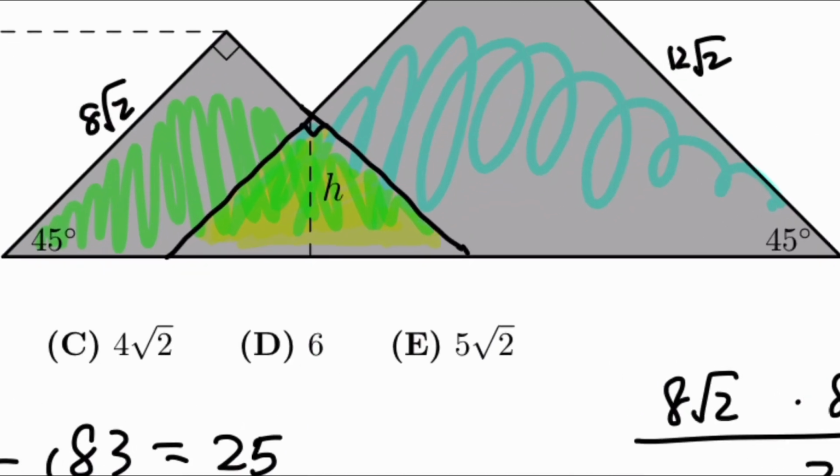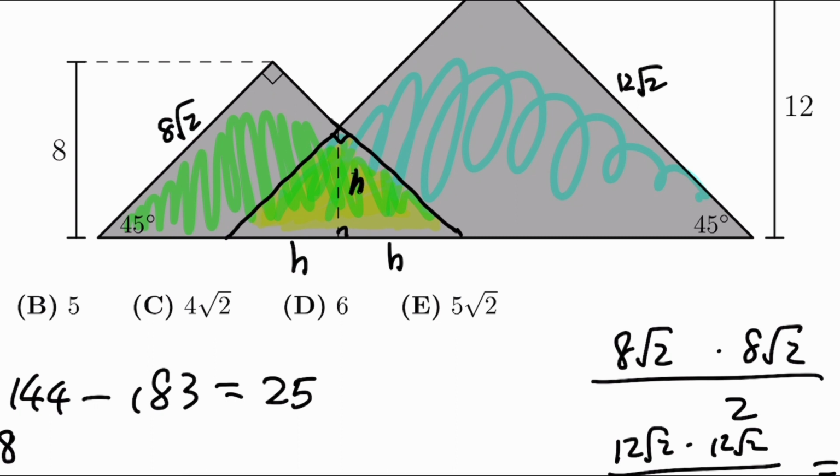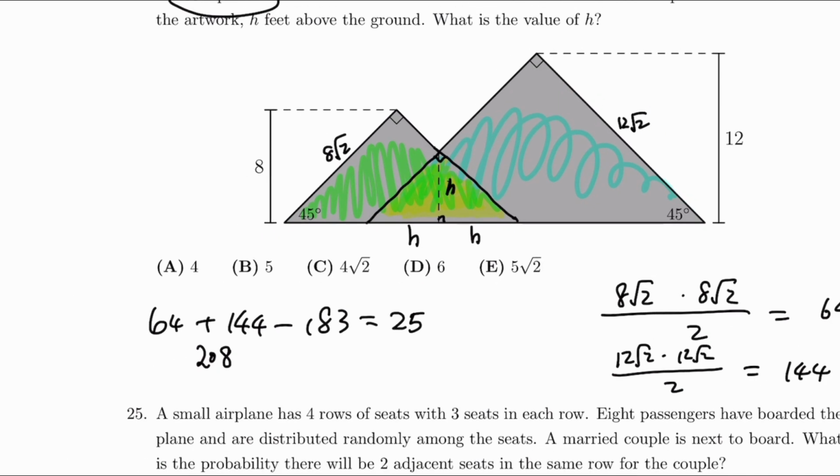And therefore, if this area is 25, and if this is h, then this is h, and this is h, because everything is 45 degree, 45 degree, 90 degree, so they're all right isosceles triangles. And therefore, we would have 2h times h over 2 is equal to 25, or that h is equal to 5, which is answer choice B.